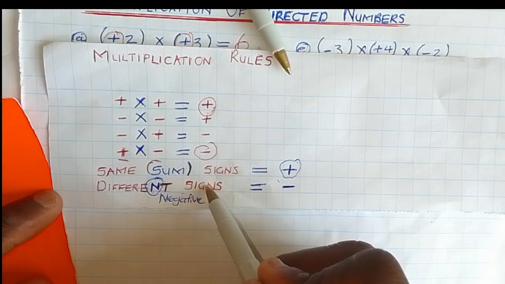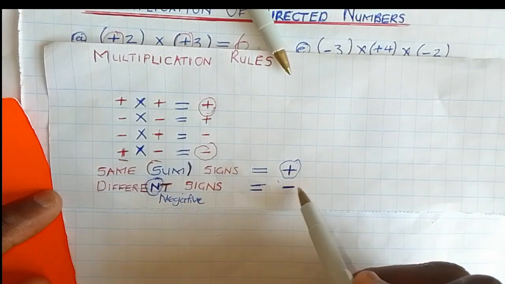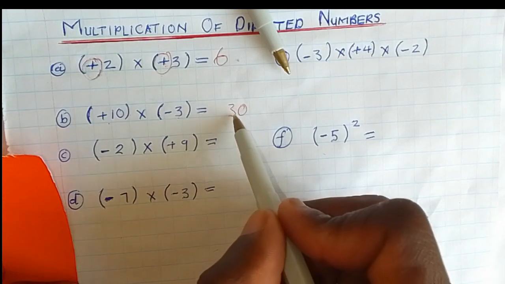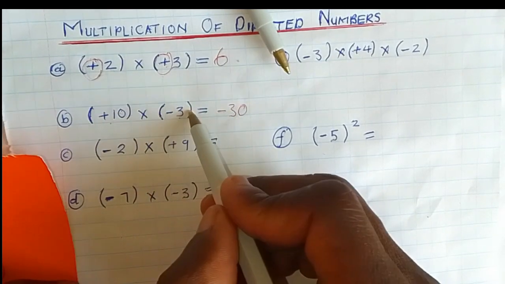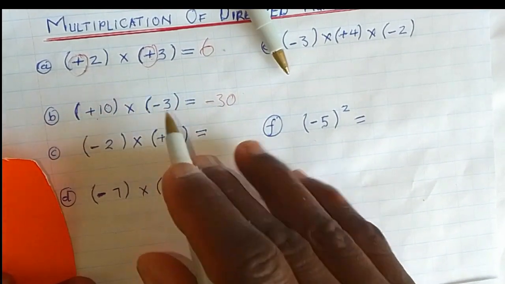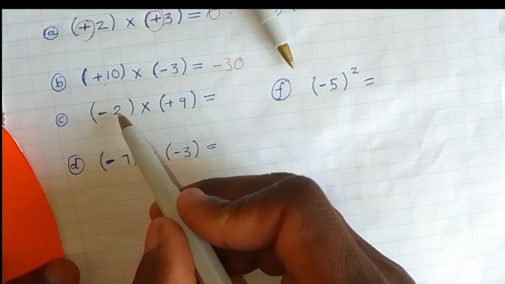Remember, different signs, negative. So here we are going to get a negative 30. Negative 30: 10 by 3 is 30, then the sign being negative. Let's look at the third example together. I hope we are still together, guys.